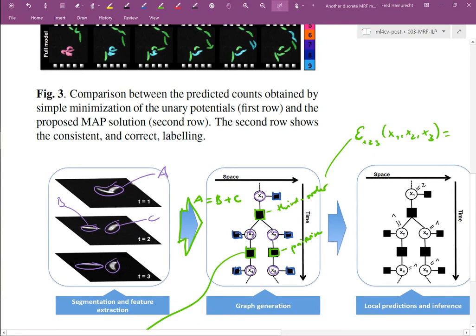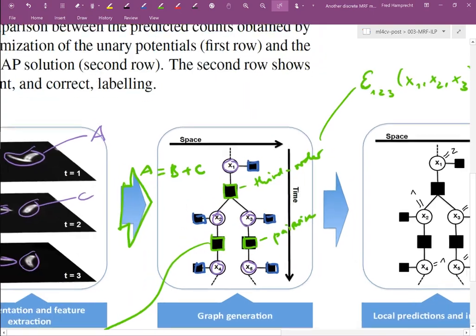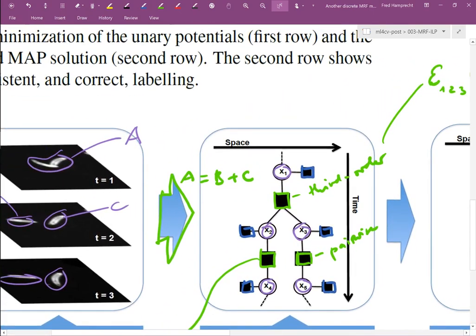But now I also want to inject the actual observations. So I don't just want to know that A equals B plus C. I want to also know, well, what is A? So how many larvae do I think are in there? And for that, we can again train a classifier.